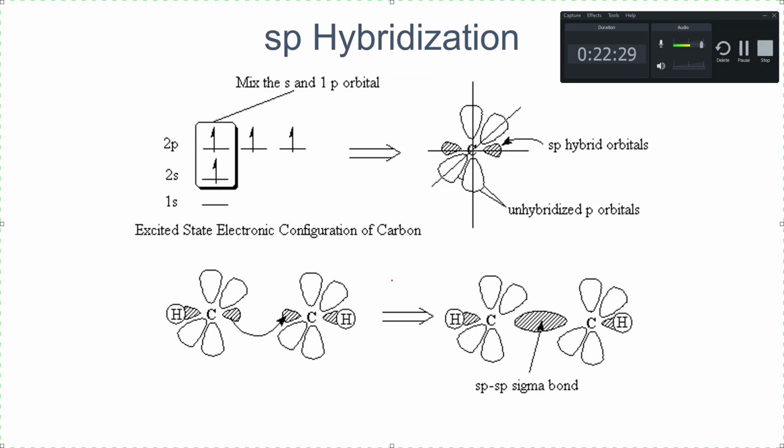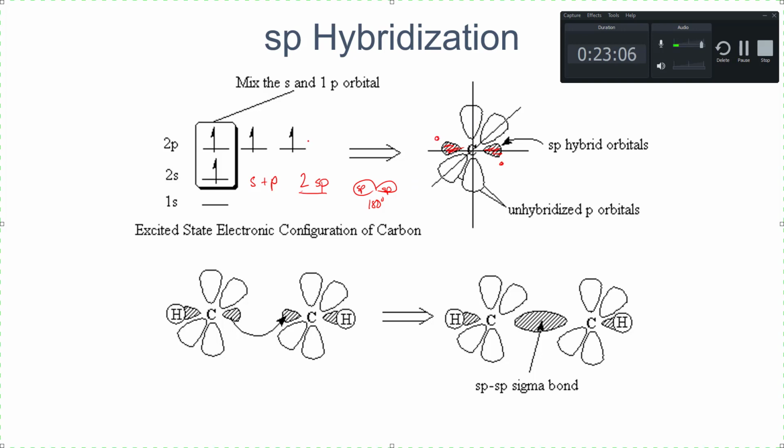How else can we mix? We can mix an s and a p and leave two p orbitals unhybridized. If we do that, we mix an s and a p, we get two sp hybrid orbitals. The VSEPR geometry would say two lobes of electron density. They have to be 180 degrees away from each other. And that's what we see up here. We see those 180 degree sp hybrid orbitals. Each one of those contains one electron.